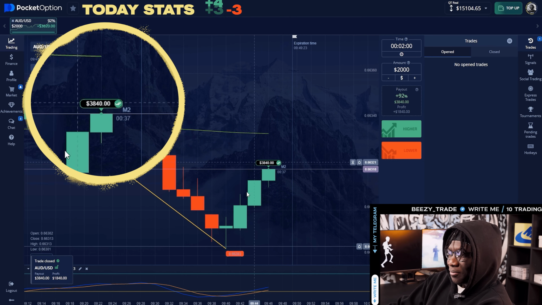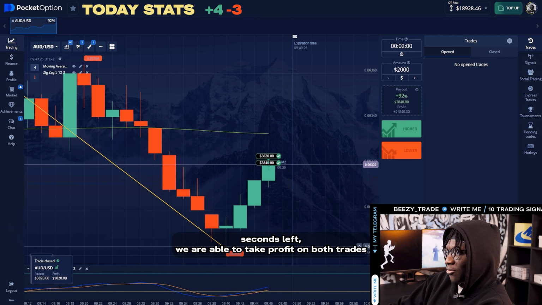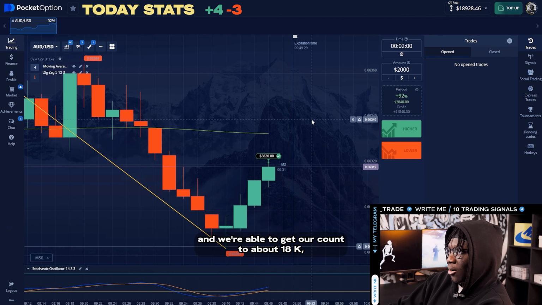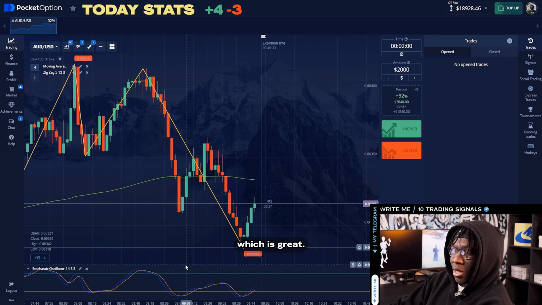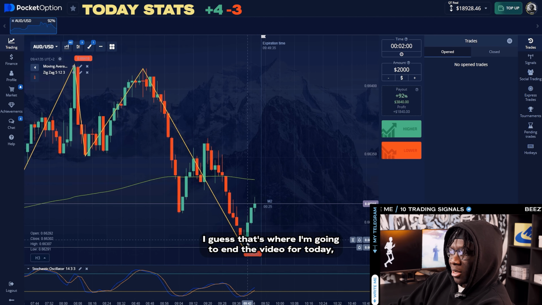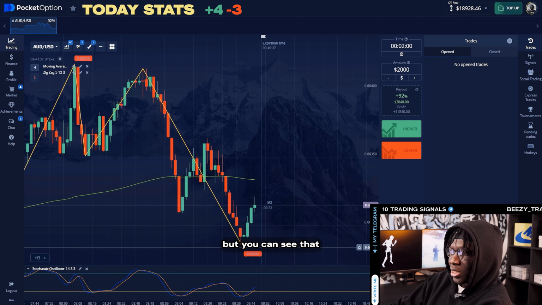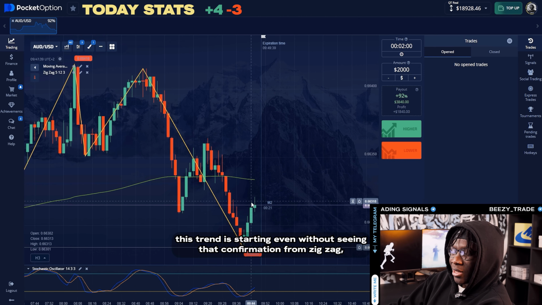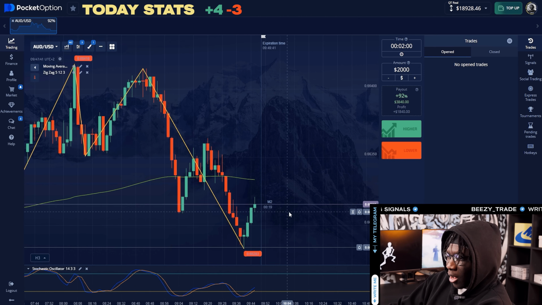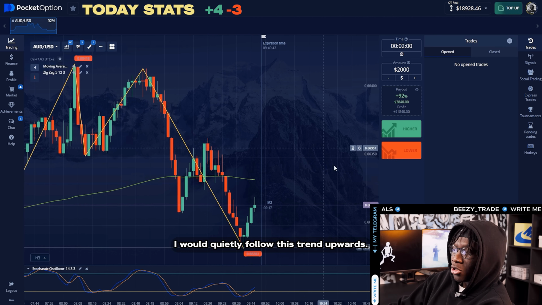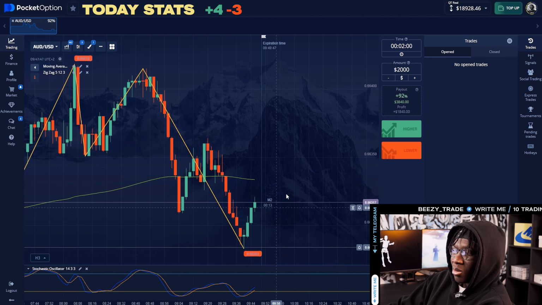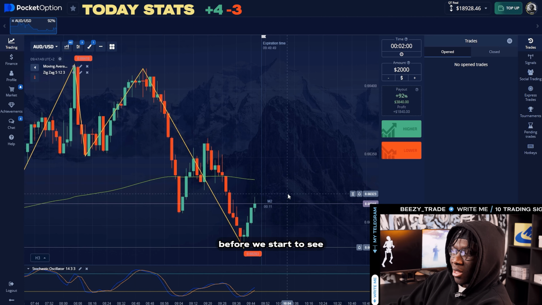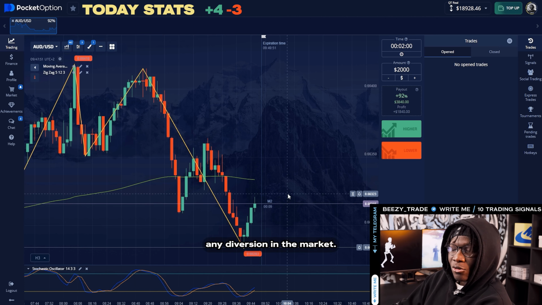And as you can see, with 3 seconds left, we are able to take a profit on both trades, and we're able to get our account to about 18K, which is great. I guess that's where I'm going to end the video for today. But you can see that this trend is starting even without seeing that confirmation from Zigzag. I would quietly follow this trend upwards, honestly, up to anywhere here before we start to see any divergence in the market.